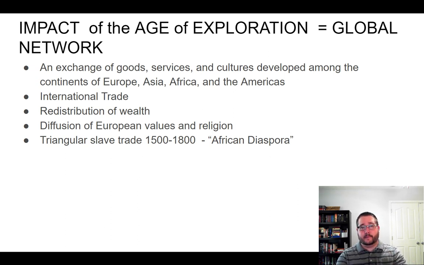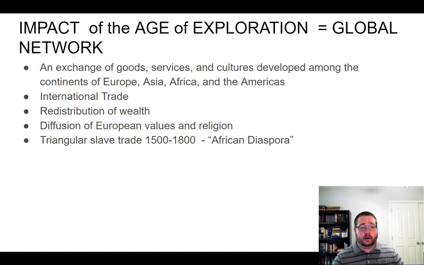And so you've got these new plants and animals being traded and transported between these three continents, which is vastly changing the way people live, the way people eat and do things. But it also creates this triangular slave trade and the African diaspora, the scattering of African peoples all over the world as slaves, specifically in the Americas.